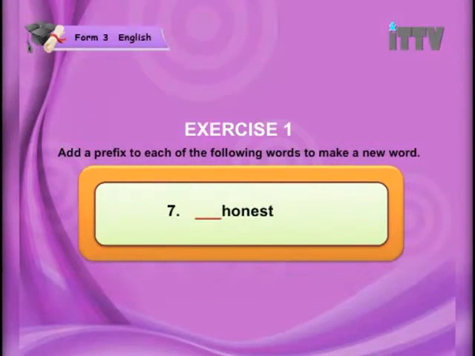Next, honest. What's the opposite? You're going to add the prefix to get the antonym. What is it going to be? Answer, dishonest. Next, safe. What's the prefix? Answer, unsafe, not safe. Next, member. What's a prefix? Answer, non-member.